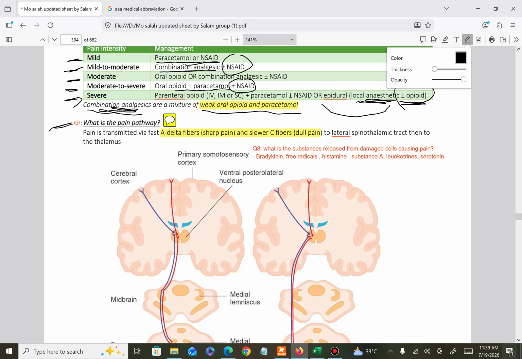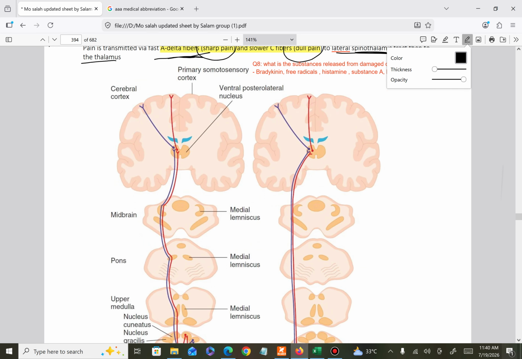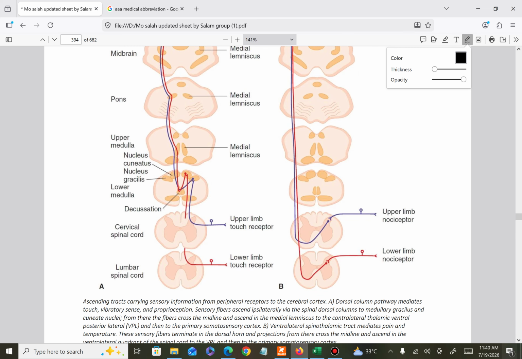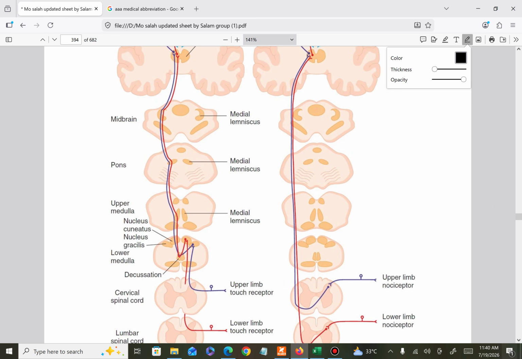What is the pain pathway? Pain is transmitted through fast A delta fibers, for sharp pain, and slow C fibers for dull pain, to the lateral spinothalamic tract, then to the thalamus. Okay, so this one on the right side is the pain pathway.